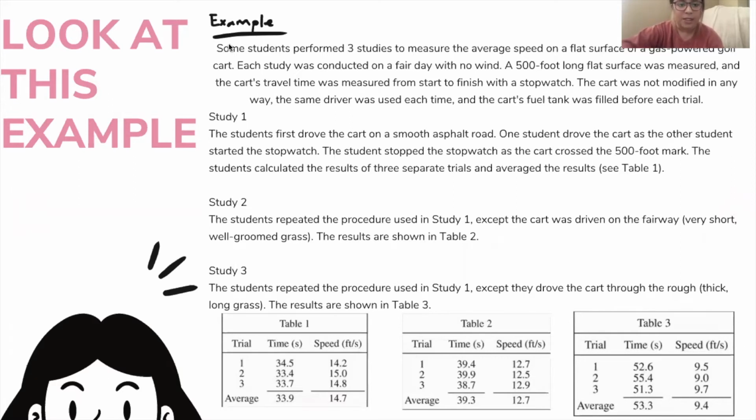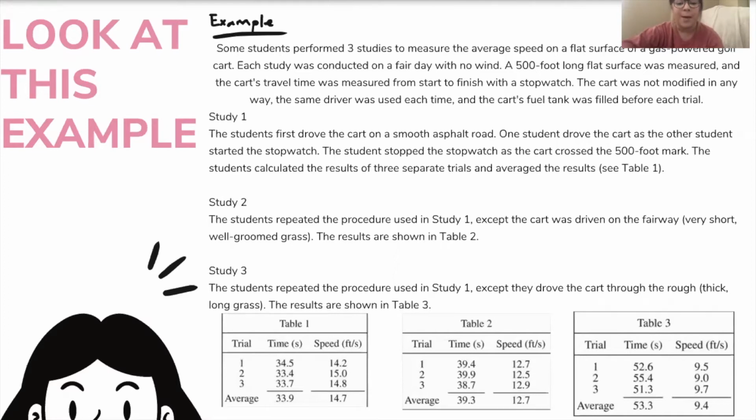So this passage is telling us some students performed 3 studies to measure the average speed on a flat surface of a gas-powered golf cart. Each study was conducted on a fair day with no wind. A 500-foot-long flat surface was measured, and the cart's travel time was measured from start to finish with a stopwatch. The cart was not modified in any way, and the same driver was used each time. And the cart's fuel tank was filled before each trial.